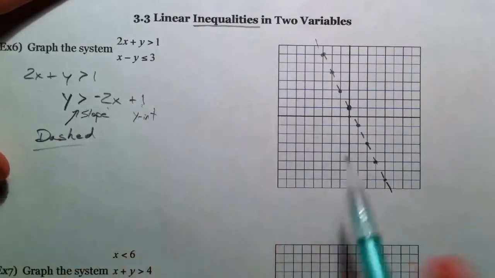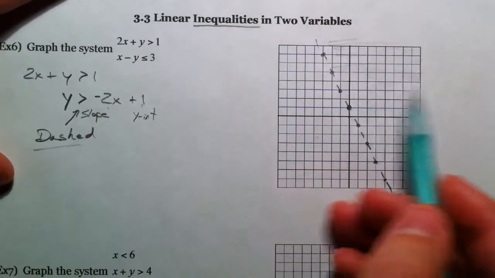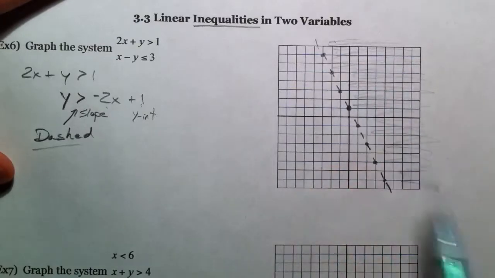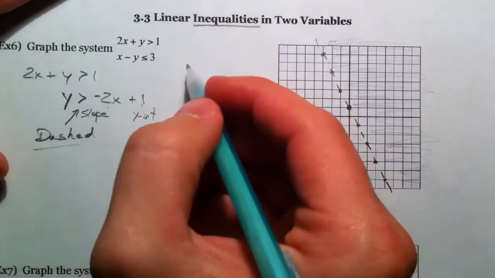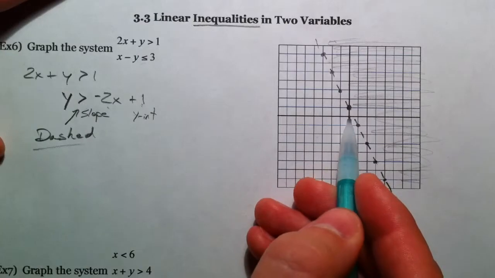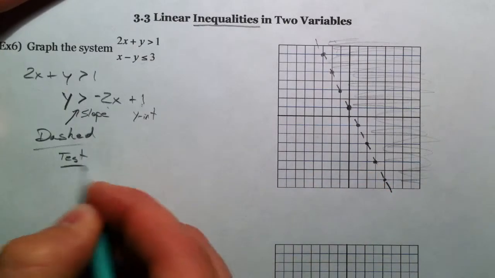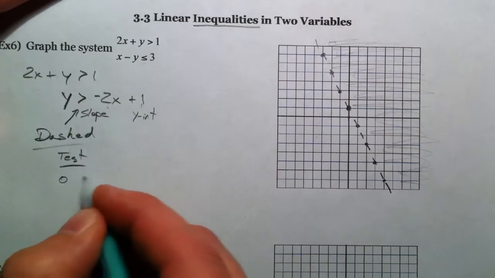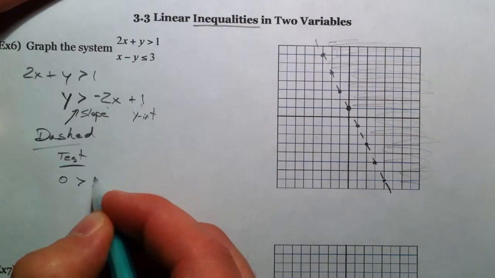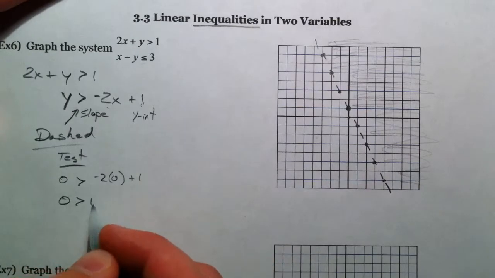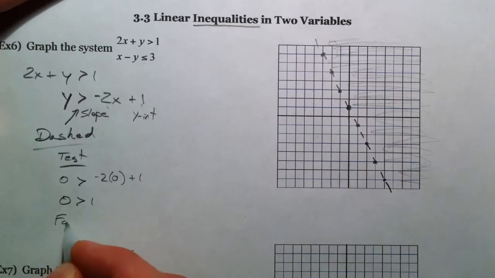Because it's greater than, I'm going to shade above. Some people use test points here. I'm not shading very dark right now because I've got a second line I need to graph. Some people use a test point, say 0, 0. Zero is greater than negative 2 times 0 plus 1. So 0 is greater than 1. That's false, so you shade the other way.